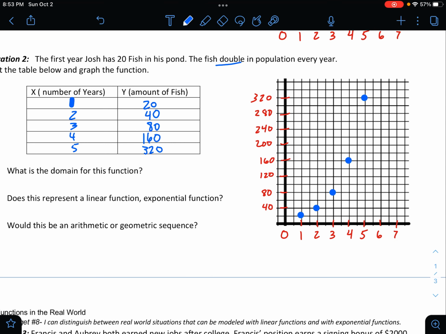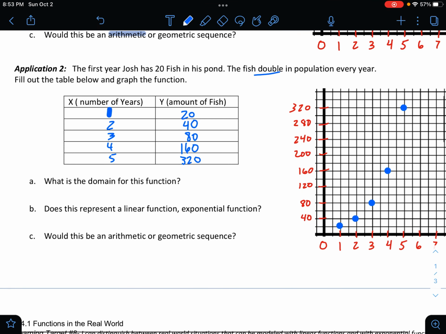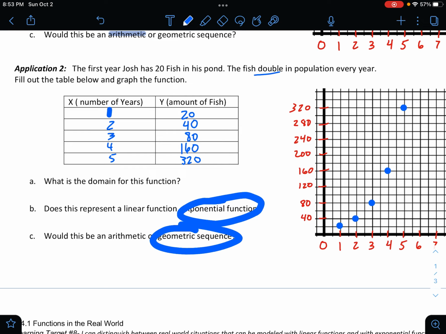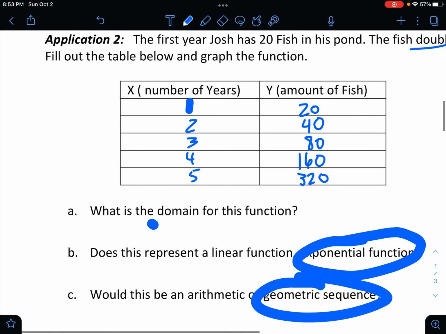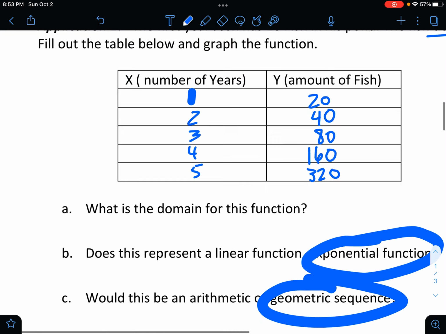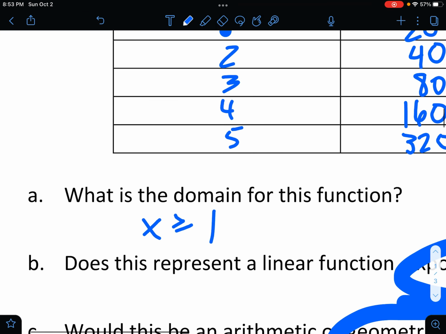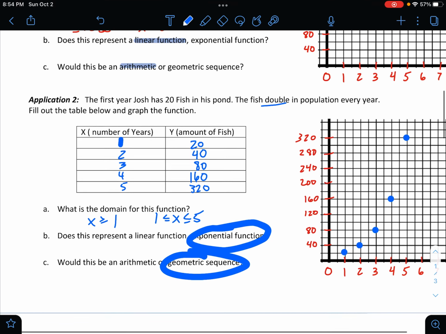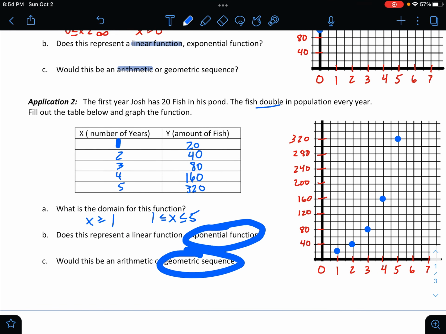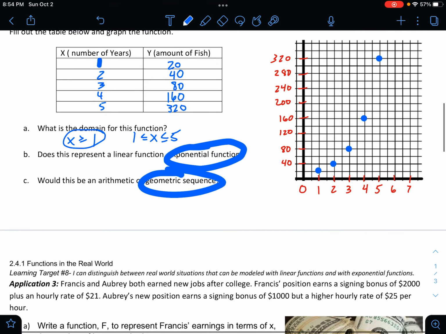Okay, so as you can see, that's going to be more of a curved graph, which means this is exponential. It is geometric. And what is the domain? Again, we could say that it could go on forever, but in this case, we're going to say that it starts at x is greater than or equal to 1. And, you know, if we're just talking about this table, we would say from 1 to 5. But it doesn't look like it's actually stopping at 5 years. So this is probably going to be more of our answer.